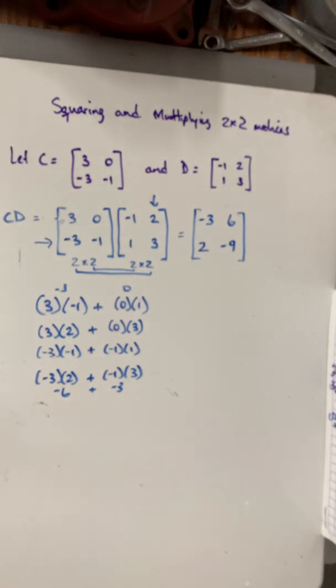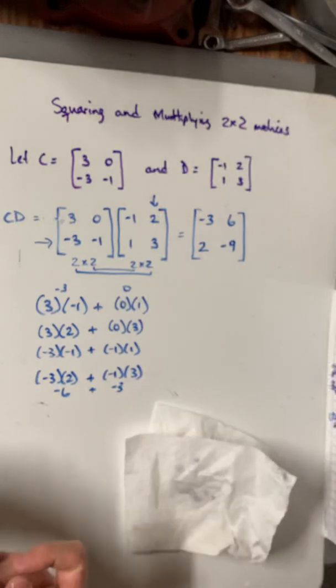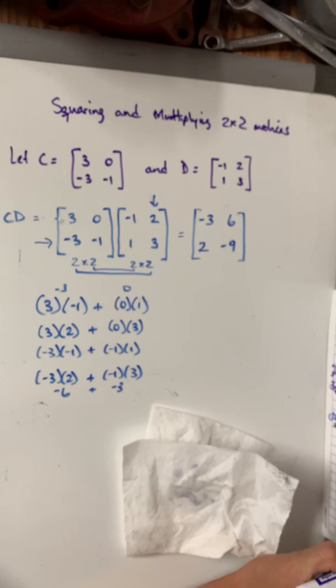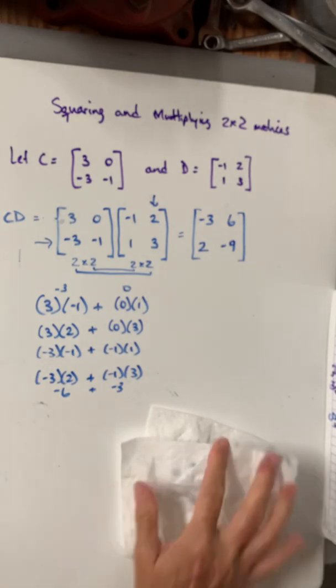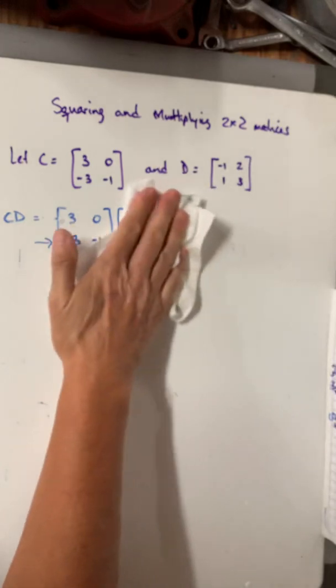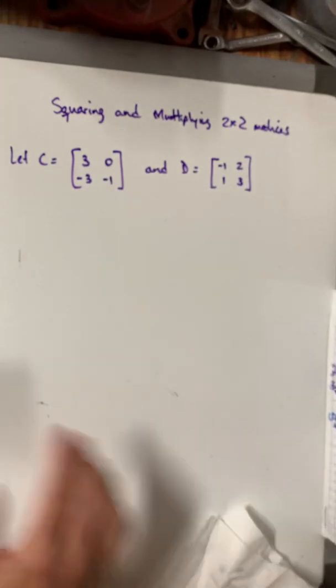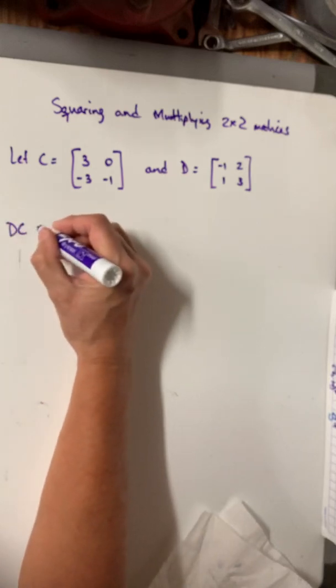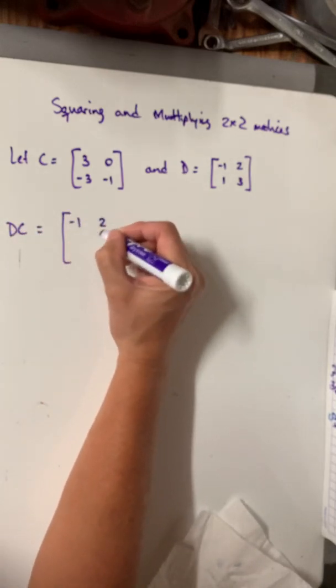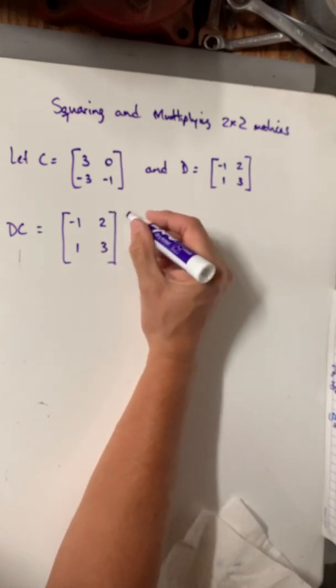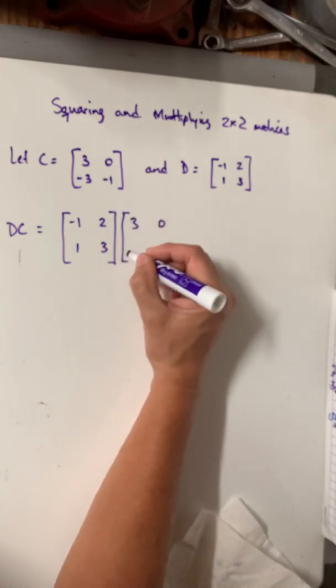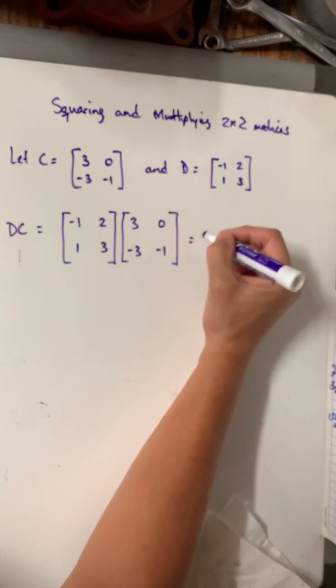Okay, so in the next question, they ask us to calculate D times C. So what I'm going to do then is rewrite this so that we can keep everything in order. So D times C would be negative 1, 2, 1, 3 times 3, 0, negative 3, negative 1. Okay.